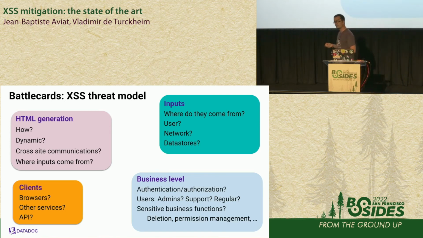And of course, there is the business level. So is the application doing authentication of the users? Are the users admin, support, or regular users? All of that has very different privileges. And of course, is the app using sensitive business functions like deletion, permission management, adding administrators, as we've seen in the demo.